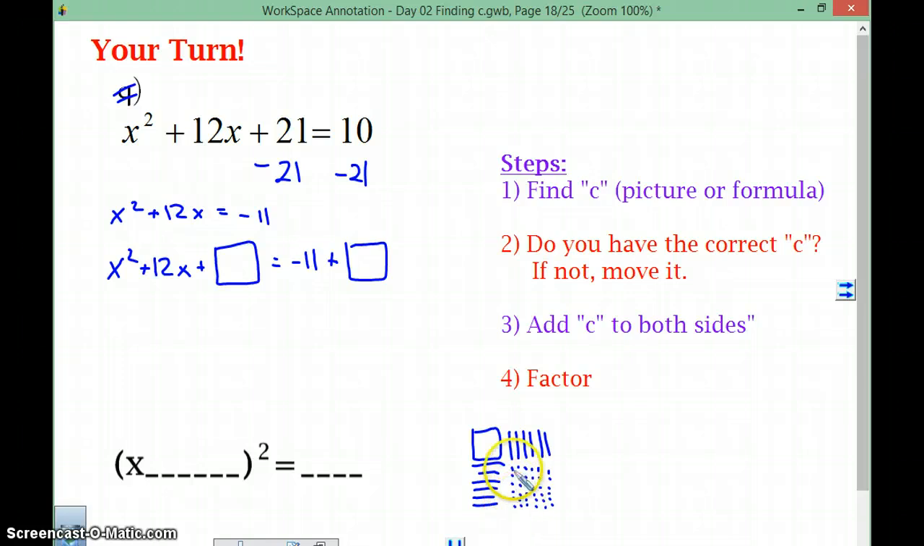Well, I've got 6 times 6. What's 6 times 6? 36. So I add 36 to both sides. And I end up with, what numbers go in here? I've got x plus, because this is a plus 6. Do you see how that 6 relates to the 36? X plus 6 squared equals, what's negative 11 plus 36? I think it's 25.